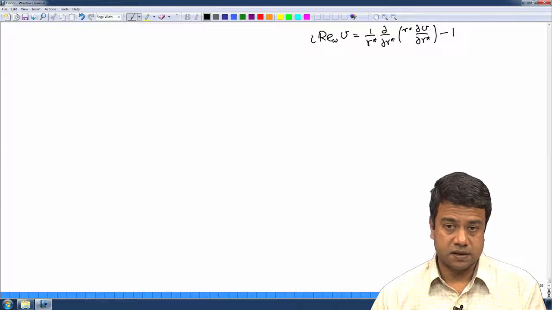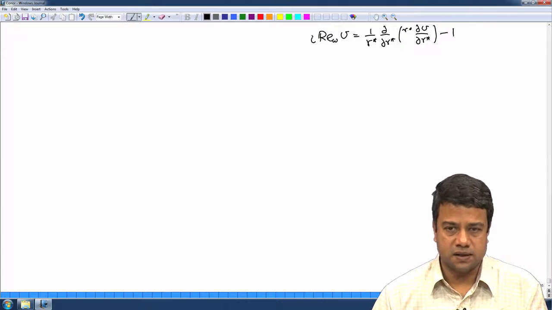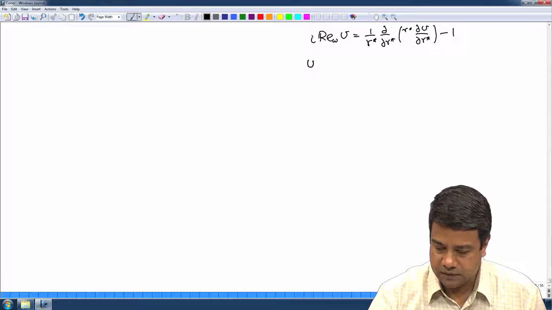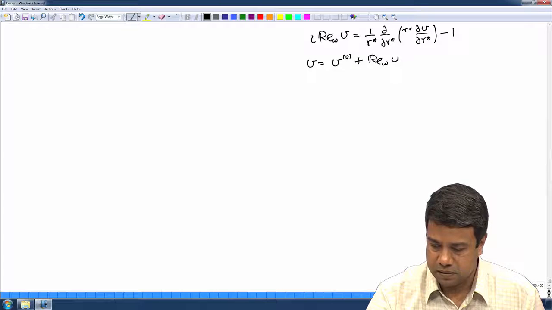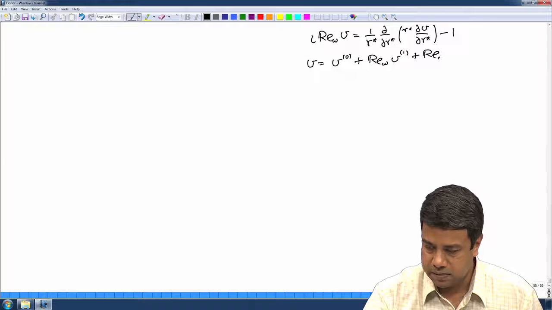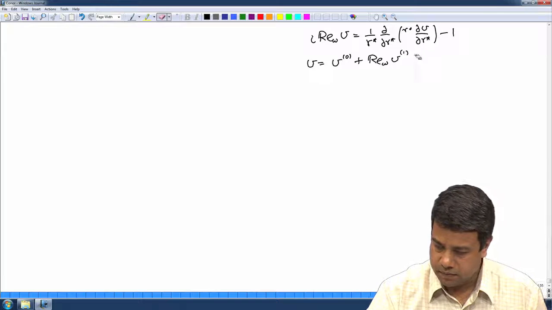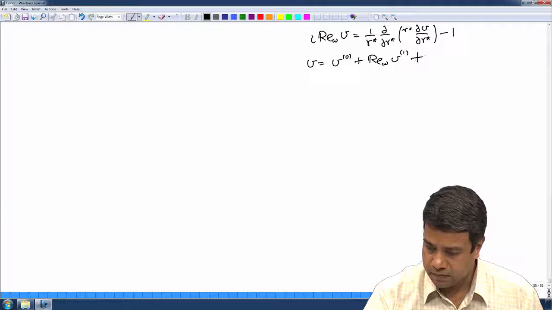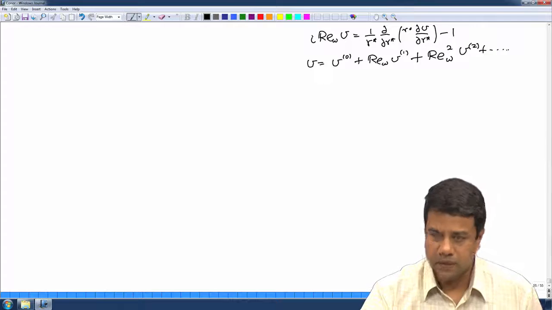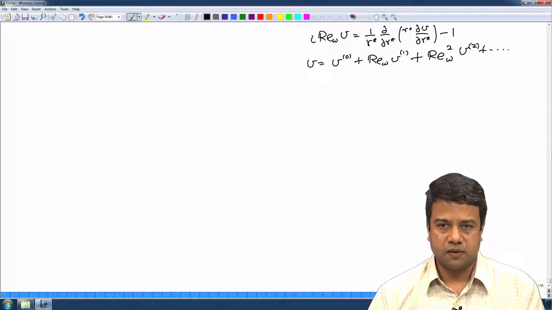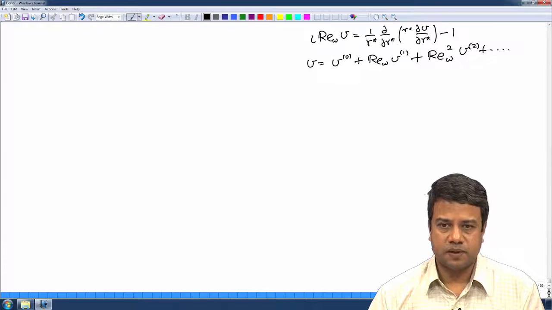Now, since Re omega is a small number, and we already have the solution when Re omega is 0, what one can do is to write V as the sum V naught plus higher-order terms. So, in the limit as Re omega goes to 0, the second term in this series will be much smaller than the first one. The third term will be much smaller than the second one, and so on.